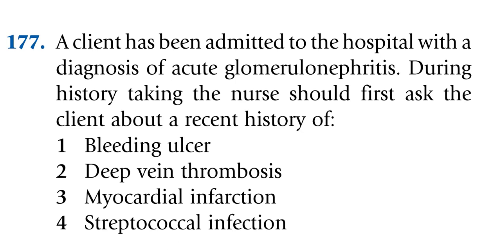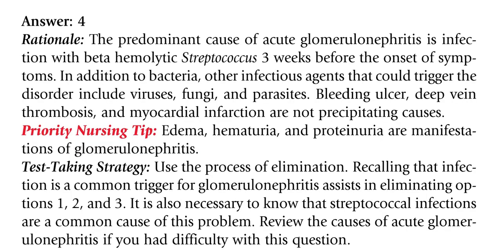177. A client has been admitted to the hospital with a diagnosis of acute glomerulonephritis. During history taking, the nurse should first ask the client about a recent history of 1. Bleeding ulcer, 2. Deep vein thrombosis, 3. Myocardial infarction, 4. Streptococcal infection.